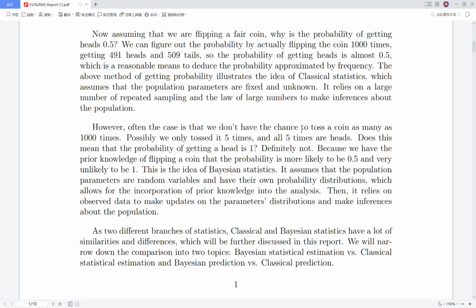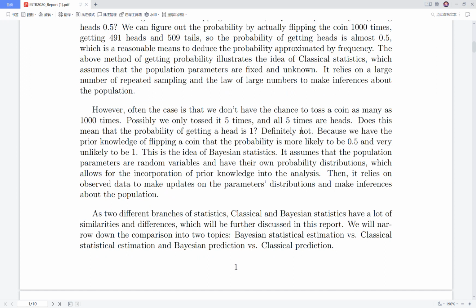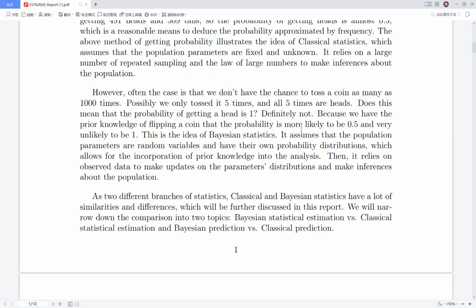However, often we don't have the chance to toss a coin as many times as 1,000. So possibly we only toss it 5 times, and all 5 times are heads. Does this mean that the probability of getting a head is 1? Definitely not, because we have the prior knowledge of flipping a coin that the probability is more likely to be 0.5 and very unlikely to be 1. So this is the idea of Bayesian statistics.